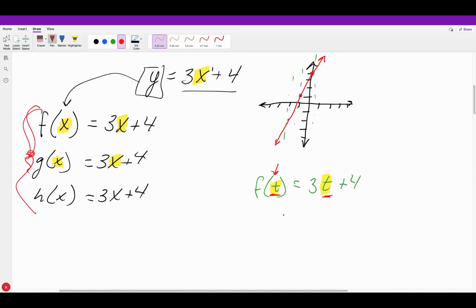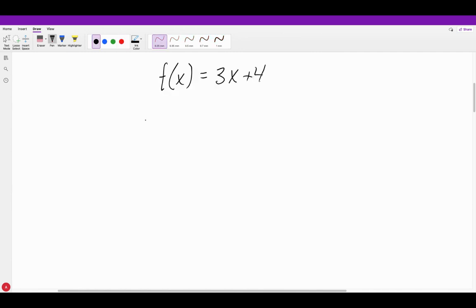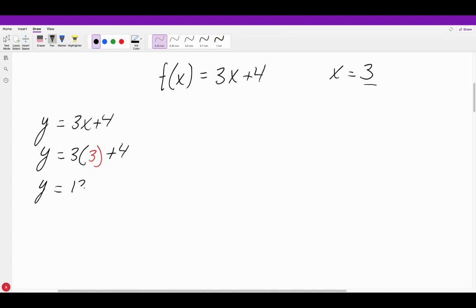Now I'm going to erase this and I'm going to show you how we can substitute in for a variable when using function notation. All right, so now if we're given a function f of x is equal to 3x plus 4, and I ask you to solve for the function when x is equal to 3, well, if we had y is equal to 3x plus 4, you know that we substitute in 3 for x, so now we have 3 here, and then we can go ahead and solve and say y is then equal to 13.